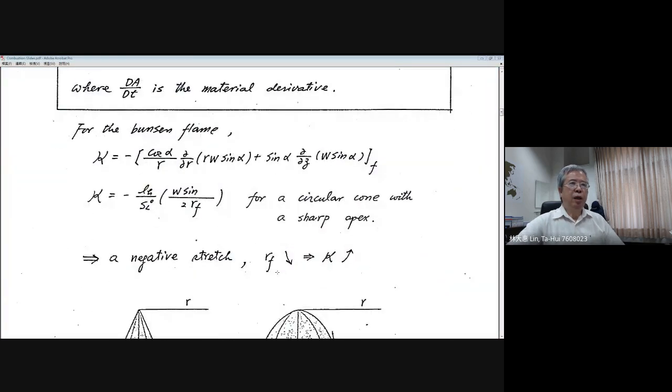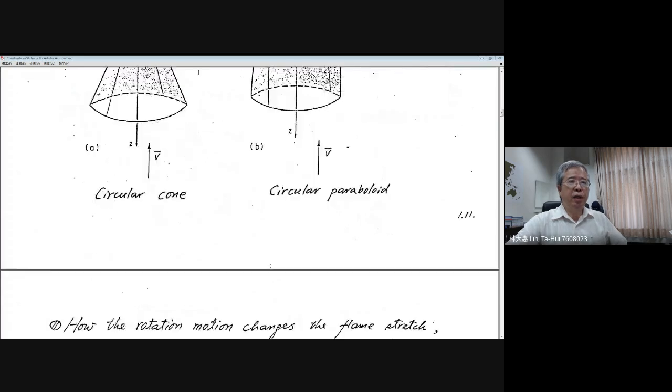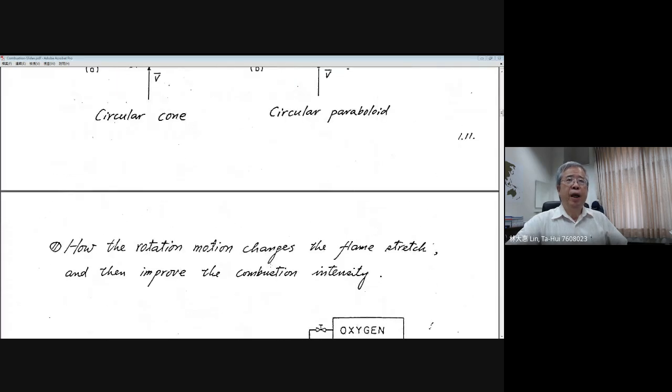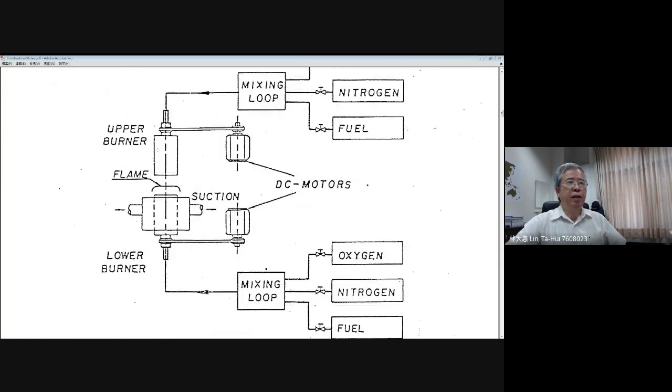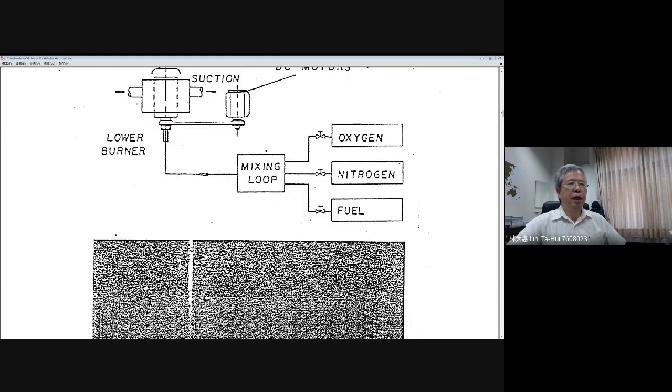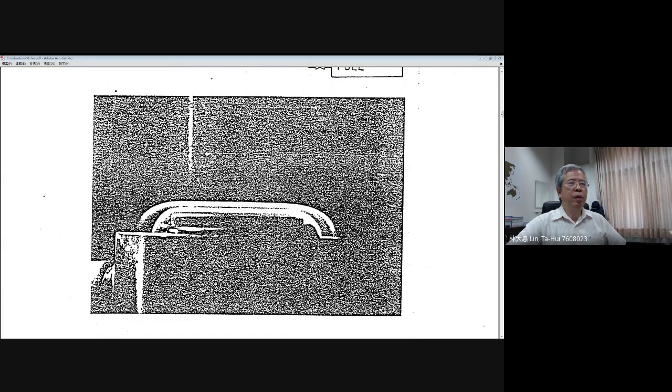Okay, go back to our lecture notes and let's look at page 112 at first. Okay, here they say how the rotation motion changes the flame stage and then improves the combustion intensity. And this is the system we use and already described before without mentioning the rotation. But now we add DC motors to our burners to make the upper and lower burners rotate. Okay, and here this is a typical experimental result we have.